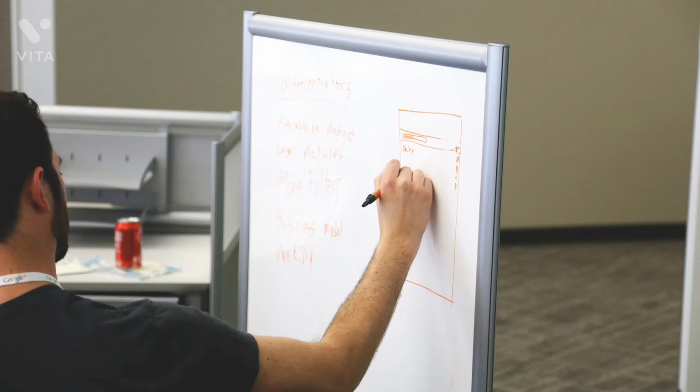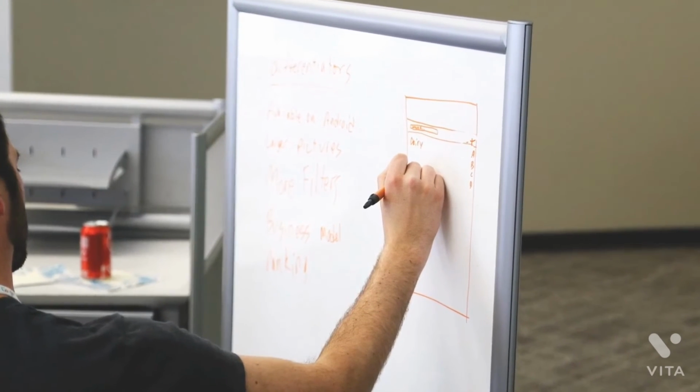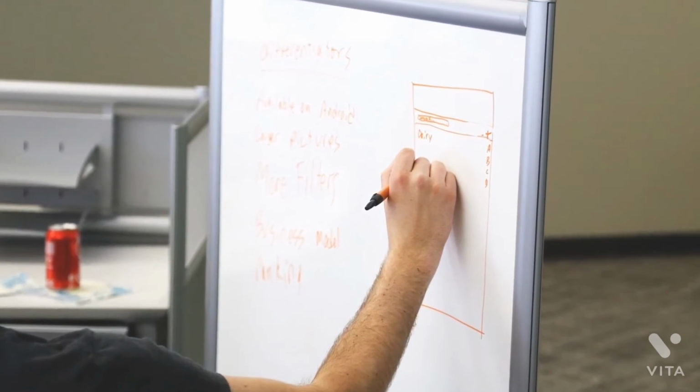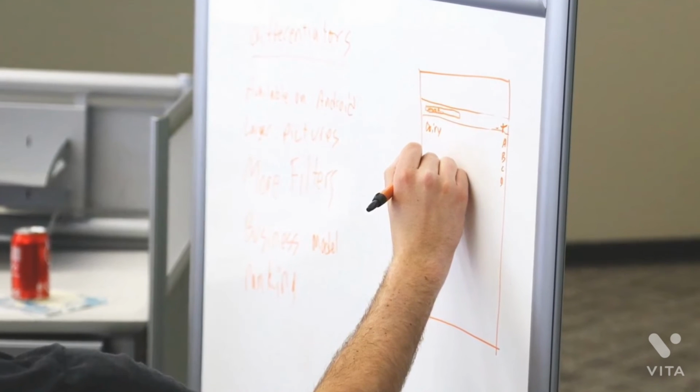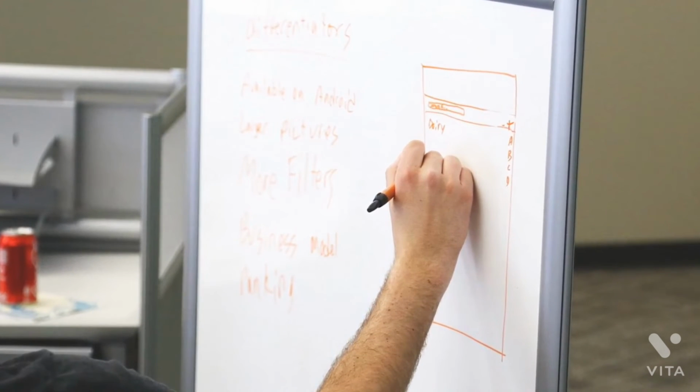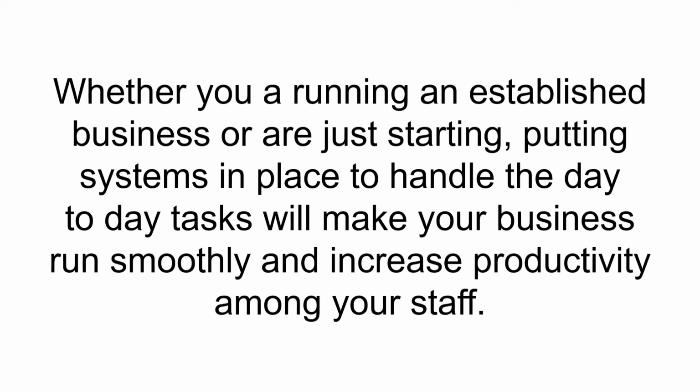Communicate. The final step for systemizing your business is to communicate the new processes to your staff. After the original documents have been delivered, check in with the stakeholders to see if the new systems are working. Whether you're running an established business or you're just starting, putting systems in place to handle the day-to-day tasks will make your business run smoothly and increase productivity among your staff.